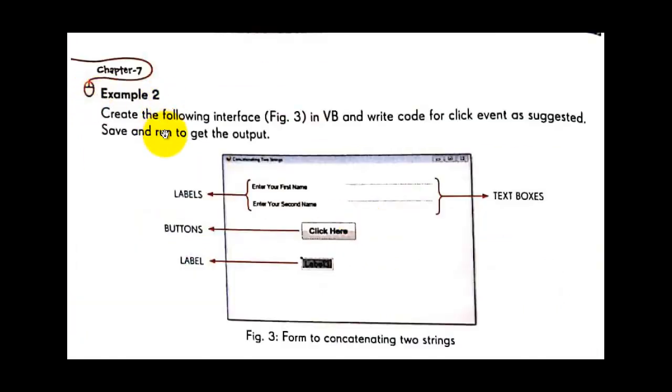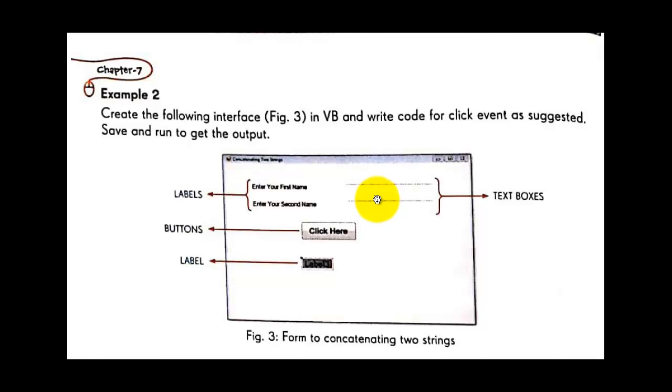Now example number 2. Create the following interface shown in figure number 3. In VB, write code for the click event as suggested. Save and run to get the output. Now here, labels: Enter your first name, enter your second name. The first name and second name in the text boxes will be entered by you, by us.